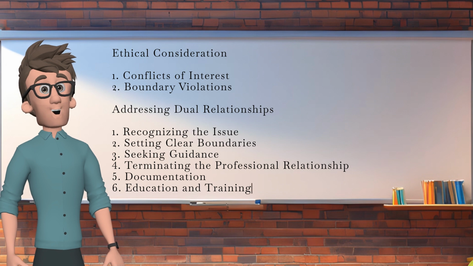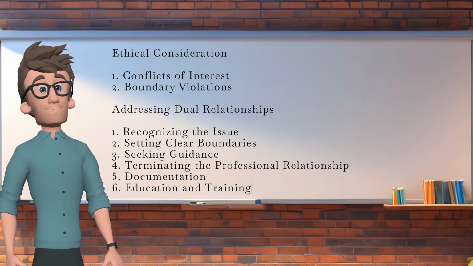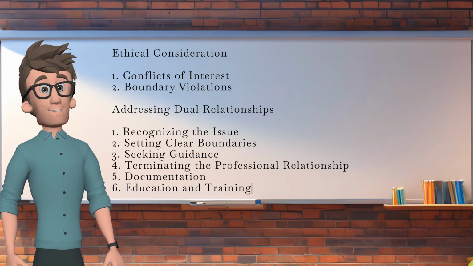Example of an ethical dilemma. A psychologist begins to develop feelings for a patient. Recognizing the potential for a dual relationship, the psychologist discusses the situation with a supervisor. Together, they decide that the best course of action is to refer the patient to another psychologist to avoid any boundary violations and ensure that the patient receives objective and unbiased care.